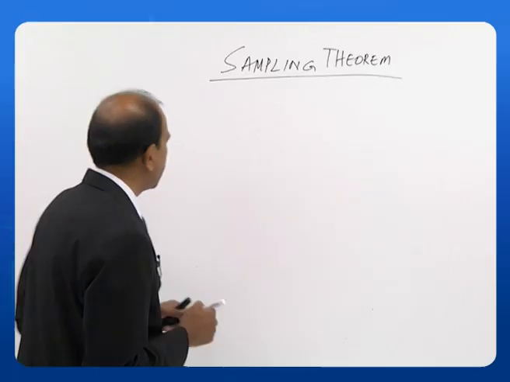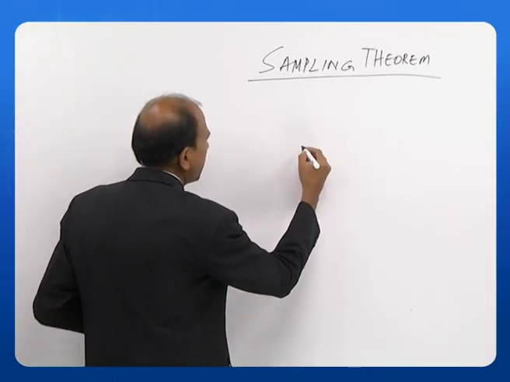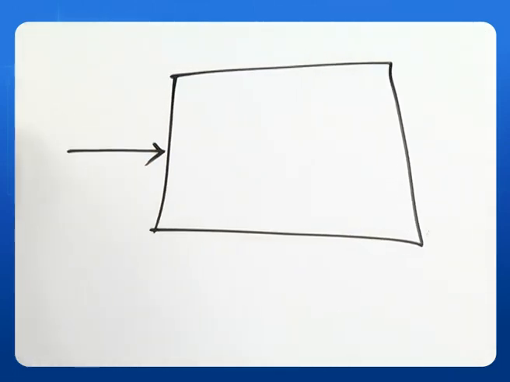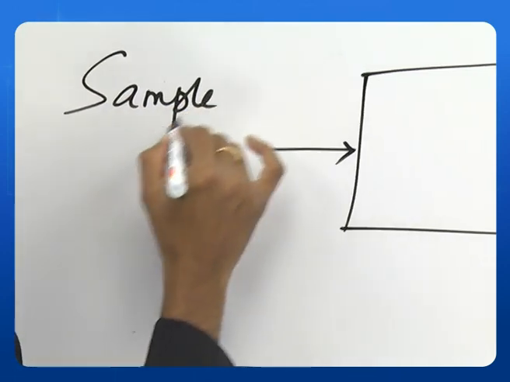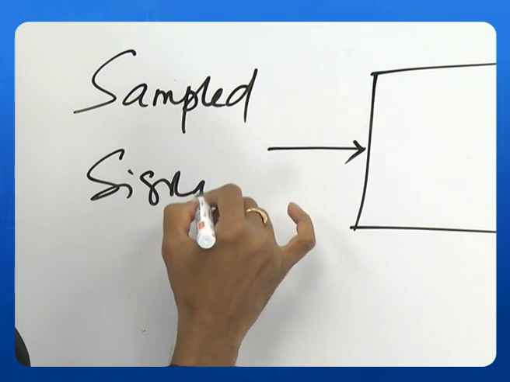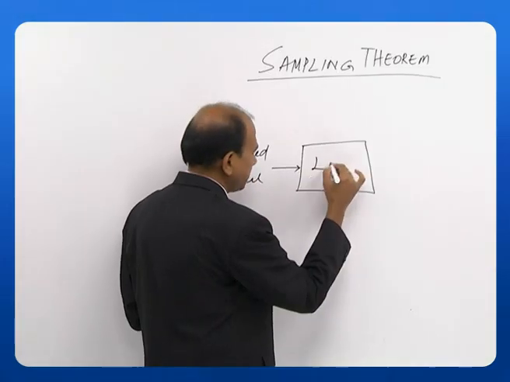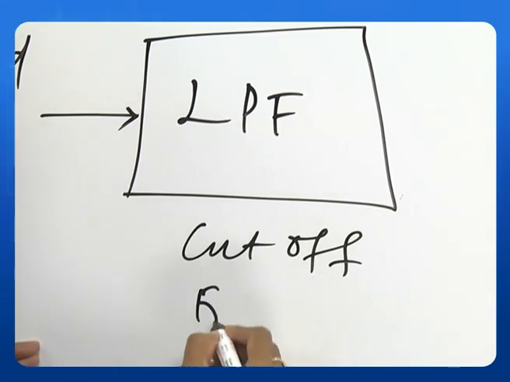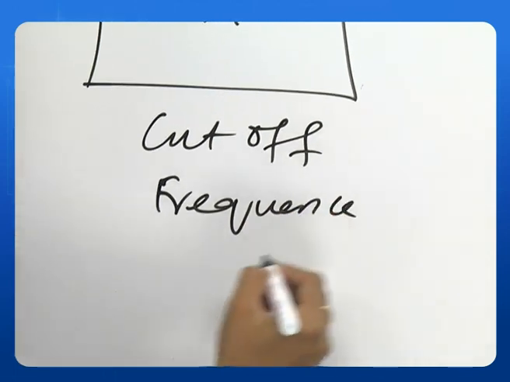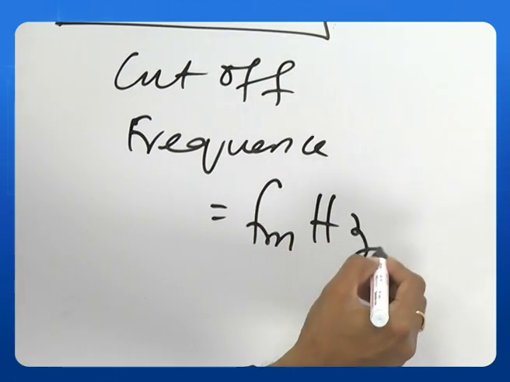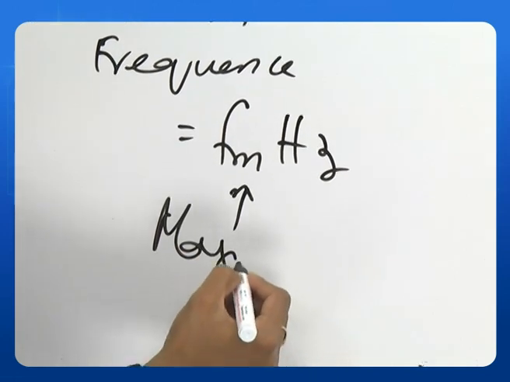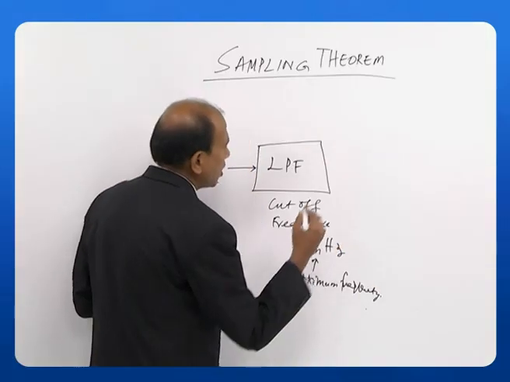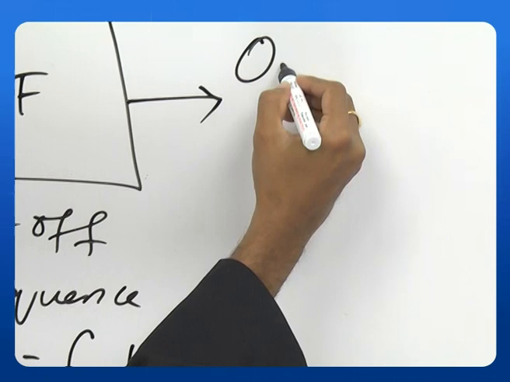So, how do I do it? Let us take this here. We are talking about passing the sampled signal. This is a sampled signal which you are passing through a low pass filter. What is the cutoff frequency of this low pass filter? The cutoff frequency is Fm hertz, where Fm is nothing but my maximum frequency. So, what will I get? I will get the original signal.